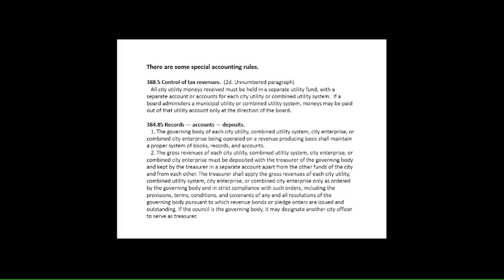Next section has to do, again, with accounting, and again it sets that the money not only has to be in a separate account. If you've got a utility board, it has to be with the treasurer of the governing body and kept in a separate account by the treasurer. There is an exemption right there at the end. If the city council is the governing body, it can use somebody else as the treasurer.